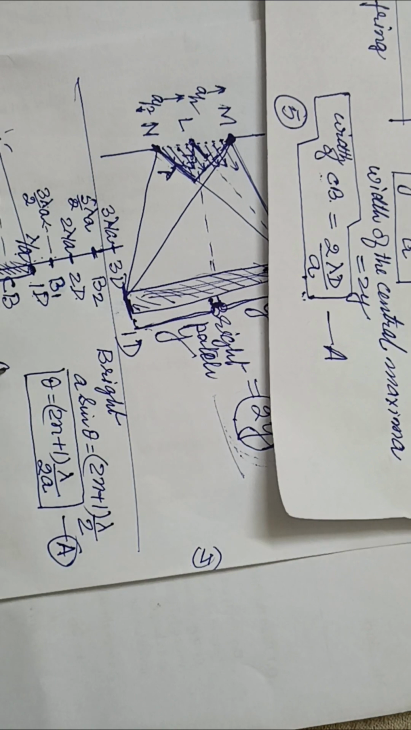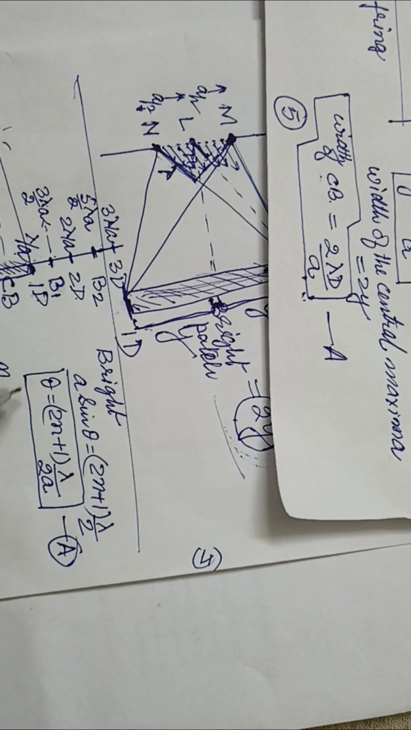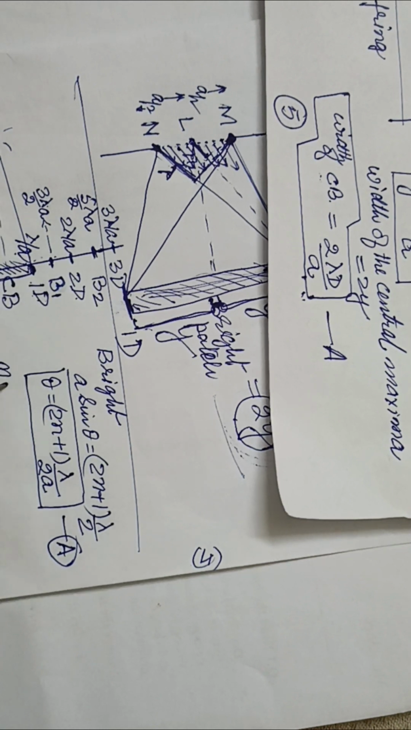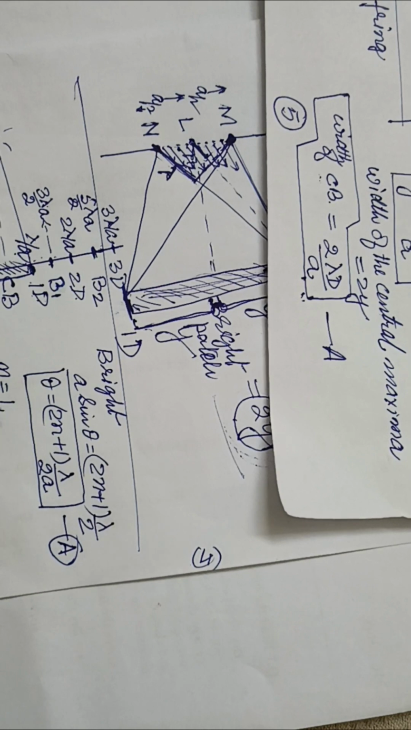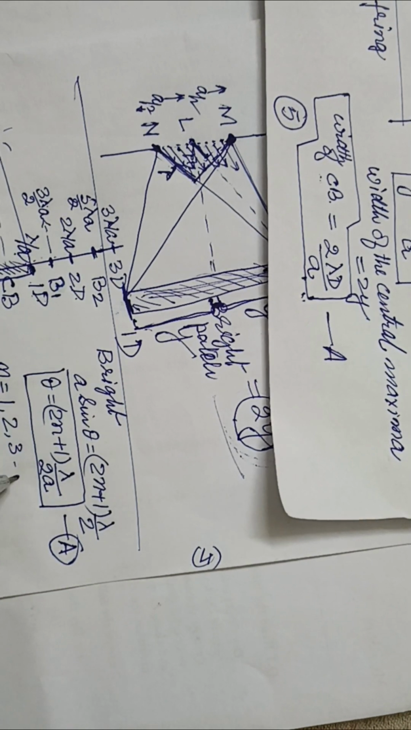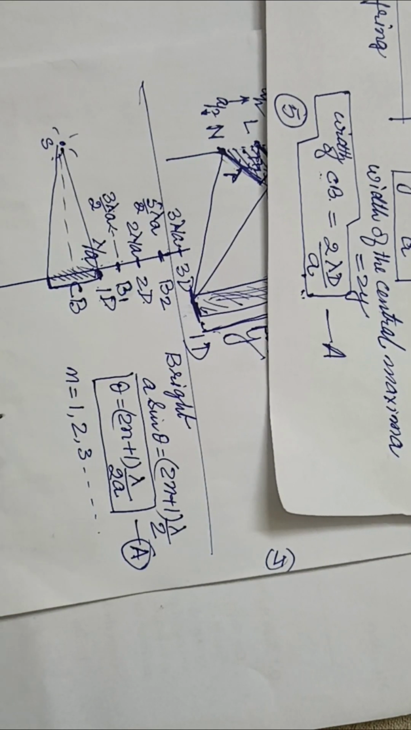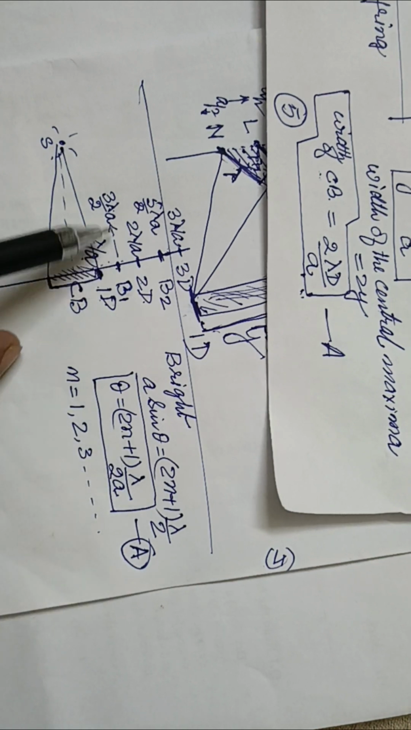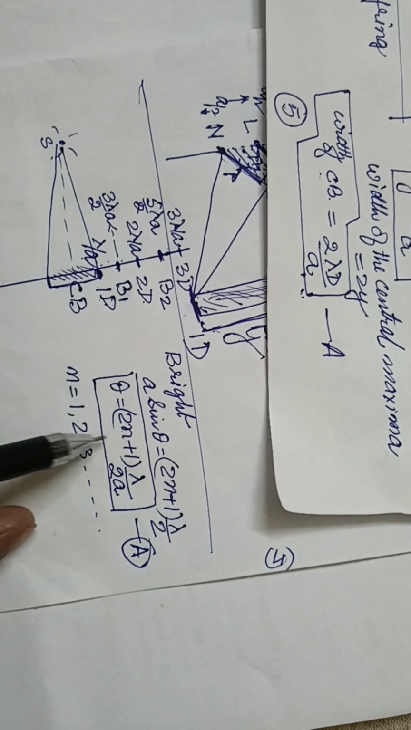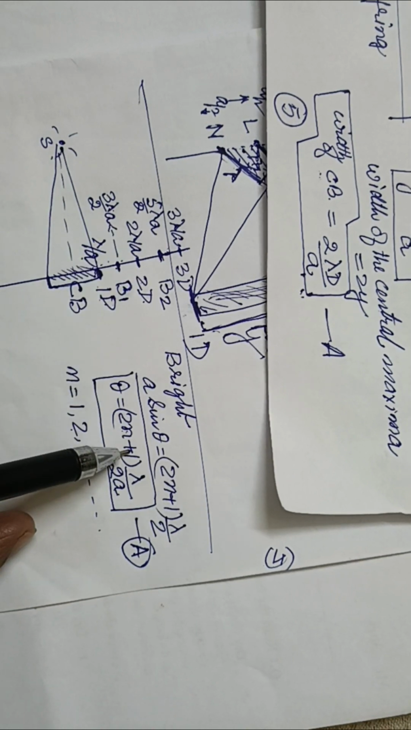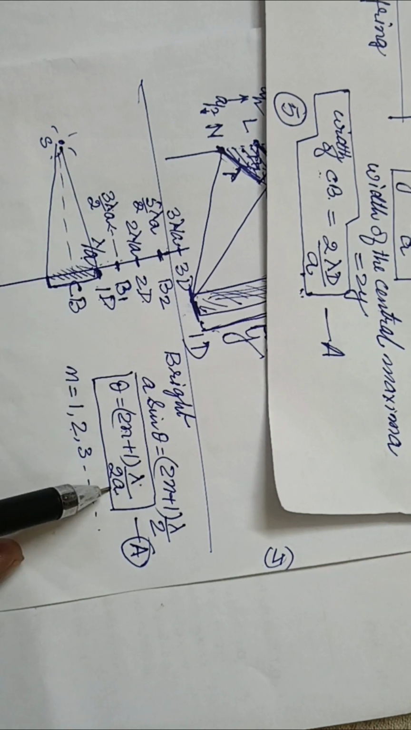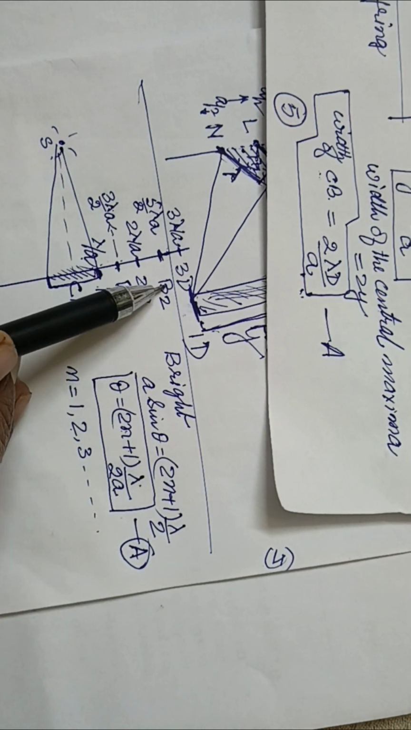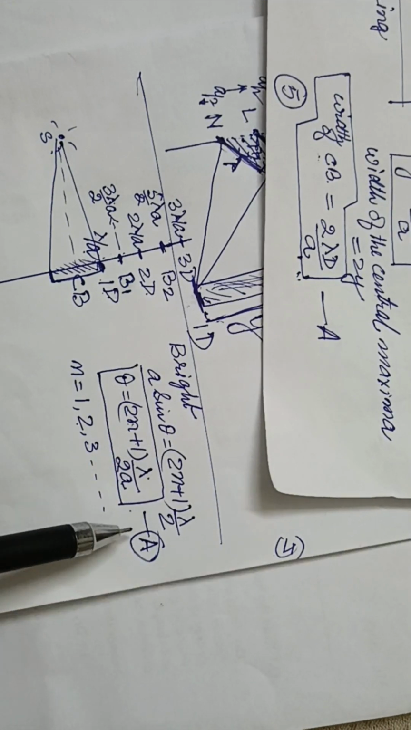Where for n you can put values for the bright fringes. For the first bright you will get n equals 1, then 2, then 3, and so on. So first you will put 1 over here. 2 ones are 2 plus 1, so 3 by 2 lambda upon a for the first bright. For the second bright, when you put 2, then 2 twos are 4 plus 1, 5 by 2 lambda by a. This way you will get the second bright. So this is the position for the bright fringe.